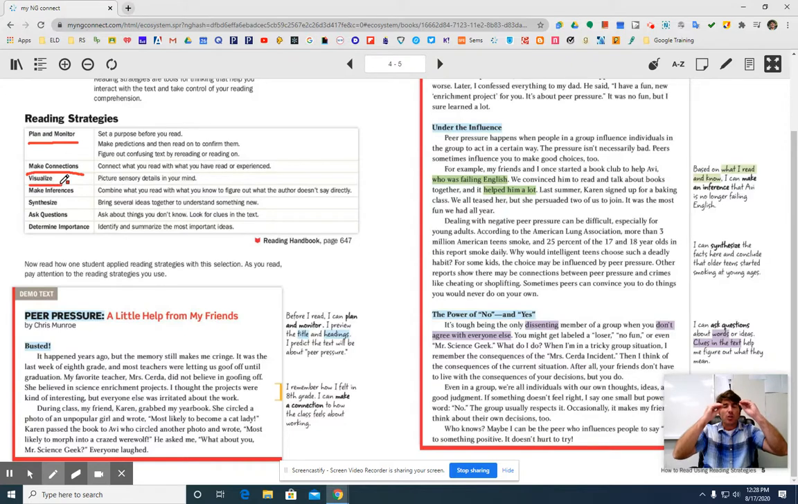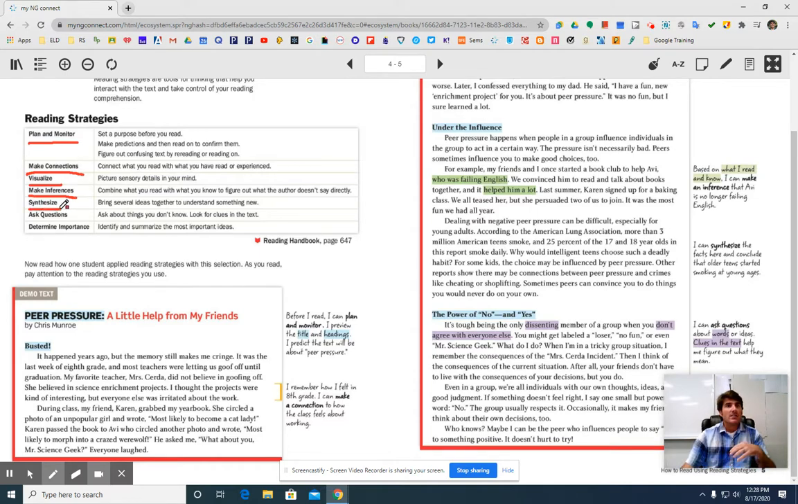Visualize. That's where you can close your eyes and you can see the images in your mind. The words on the page create a picture for you to see. And the better you can visualize, the better you understand the story. Because if you can't imagine what's being talked about, it's really hard to understand what's being talked about. Make inferences. That's just a guess. An inference is a guess.